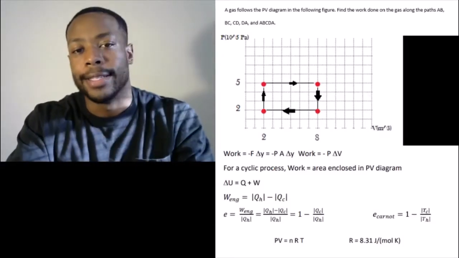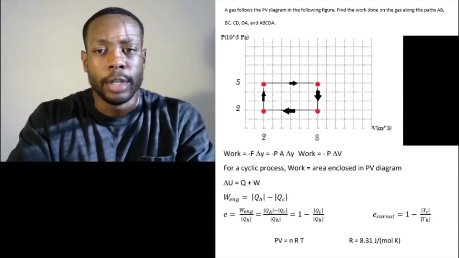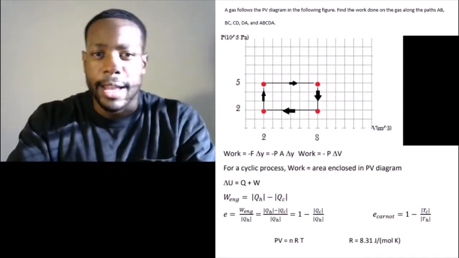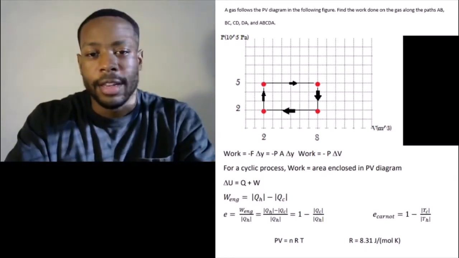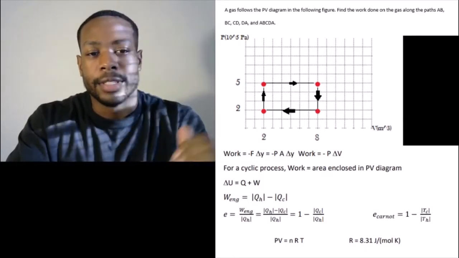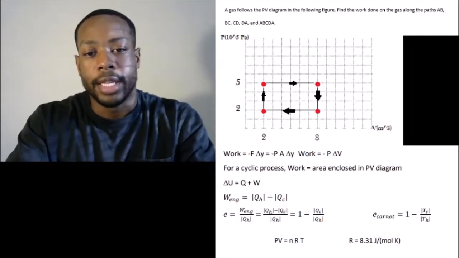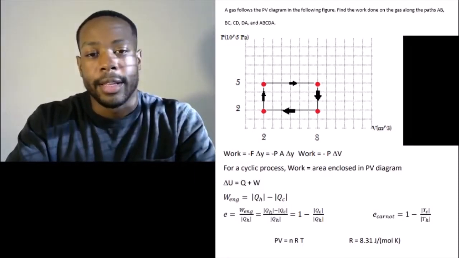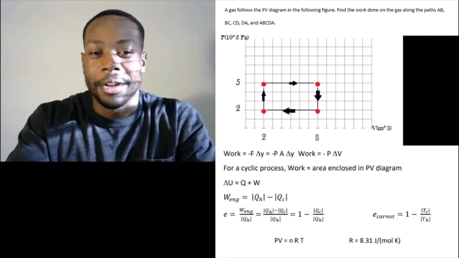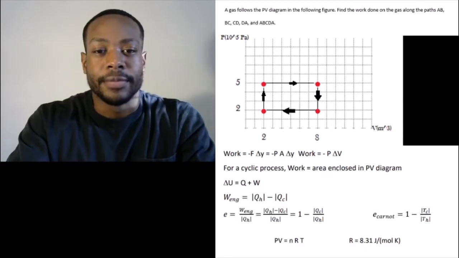So number one, we've got a gas that follows the PV diagram in the following figure. Want to find the work done on the gas along the paths AB, BC, CD, and ABCDA. So the entire thing. Rather than put the point labels on there, we're going to go top left to the right. Top left is A, top right is B, and then just along that path, and then back to where it started. I'm sorry I didn't put the labels on there, but now I'm going to go back and add them. So that's the idea.